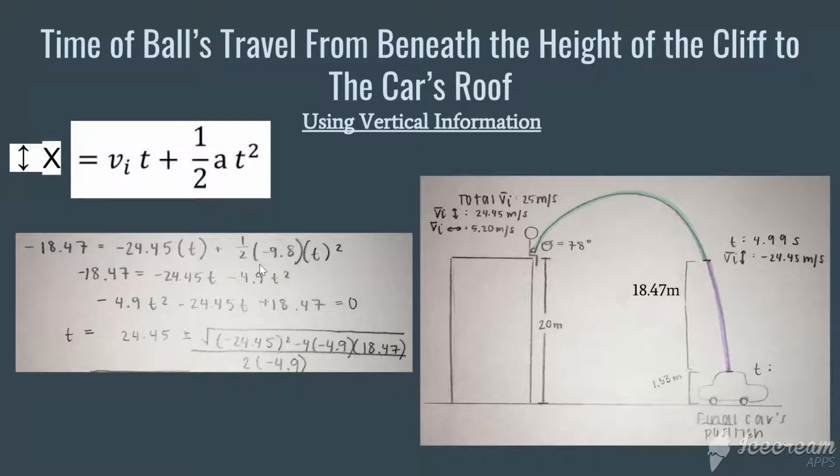So we can solve for our variable, time, using algebra. You should get a quadratic equation, and then make sure you use the quadratic formula to get two values. You will get two answers, but only the positive one can be used for time, since time can never be negative. So after this quick calculation, we get the time from the top of the cliff to the car's roof to be 0.67 seconds.